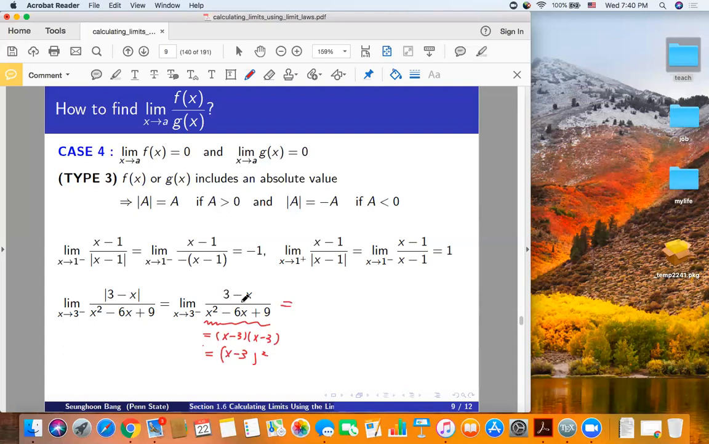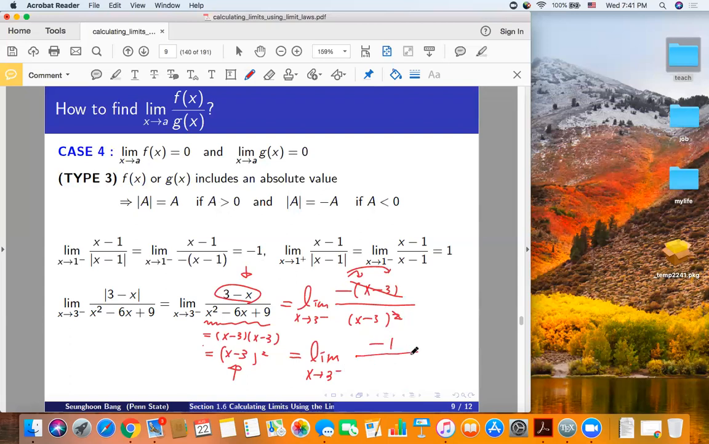So one more. Just like 3 minus x, I want to change it to the x minus 3 form. How can you do that? Limit as x approaches 3 from the left. 3 minus x is exactly the same as negative (x minus 3). You can distribute negative 1: (3 minus x) over (x minus 3) squared. What happens? Cross out. So we have the limit as x approaches 3 from the left of negative 1 over x minus 3.